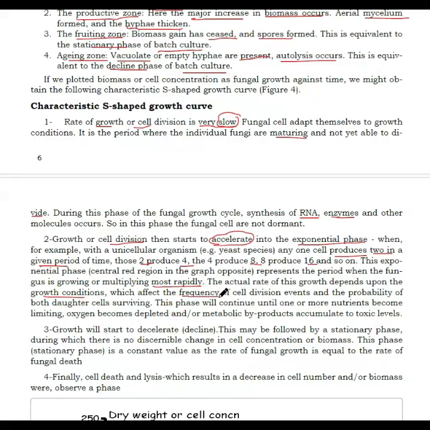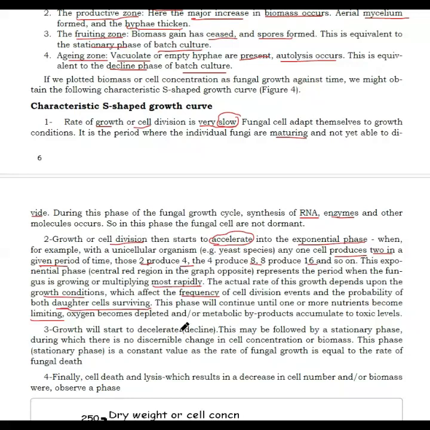which affect the frequency of the cell division events and the probability of both daughter cells surviving. In this accelerated or exponential phase, it will continue until one or more nutrients become limiting, until oxygen becomes depleted, or some metabolites reach a toxic level. Until and unless these are limiting, this phase will continue.